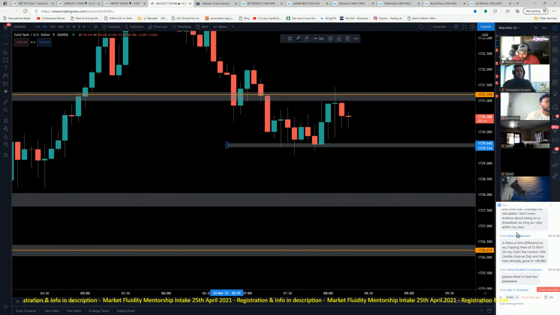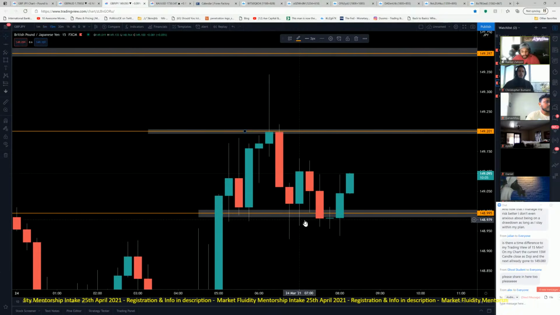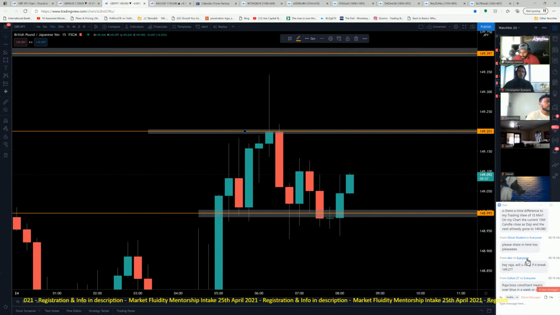Is there a time difference to my TradingView 15-minute on my chart? The current 15-minute candle closed doji and has nearly already gone to 149.080. Yeah, that's because on your MT4 you have spread. You have spread there, so that's why it happens.